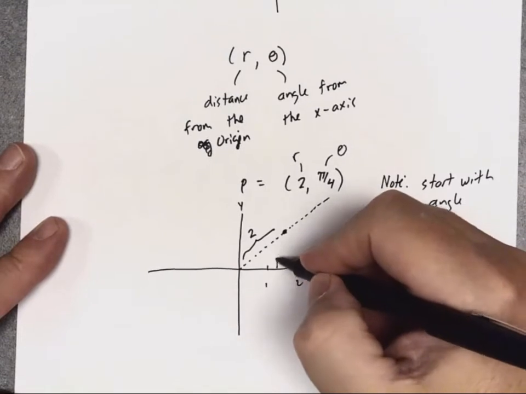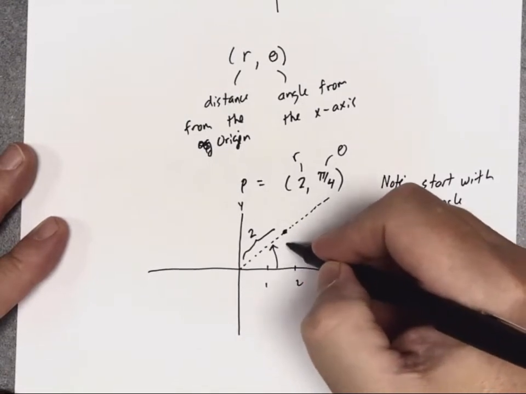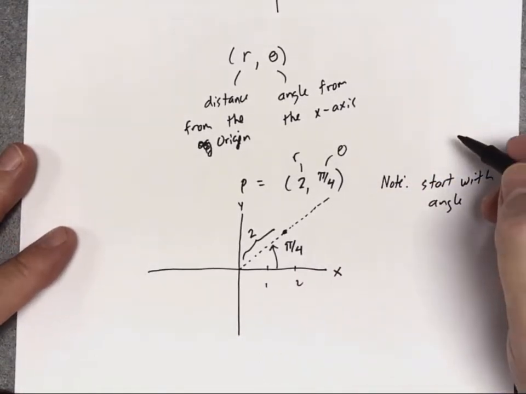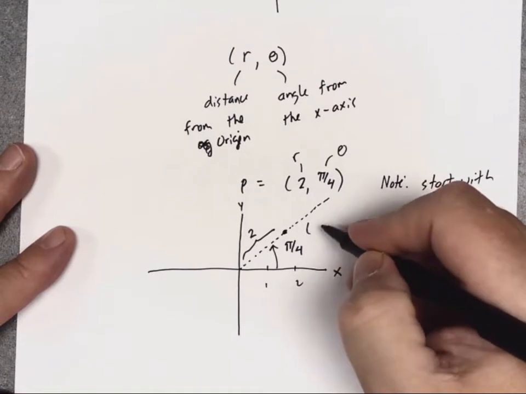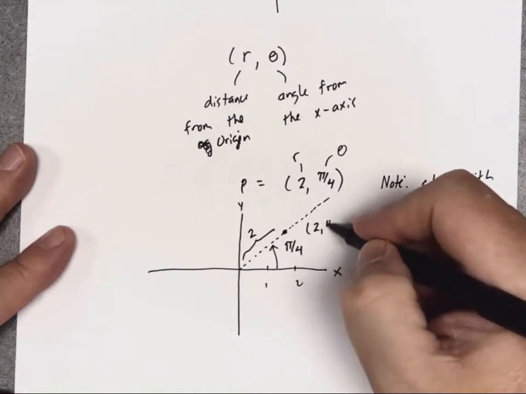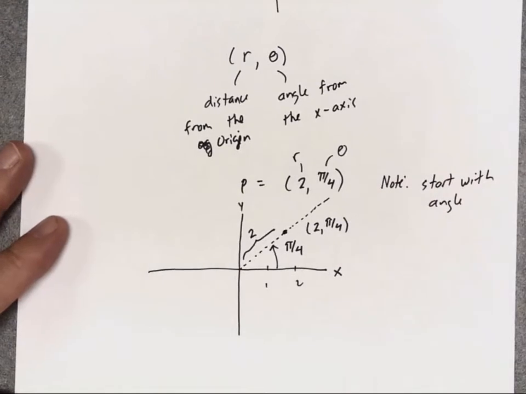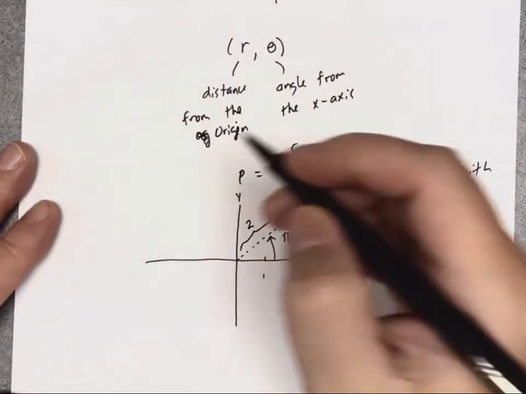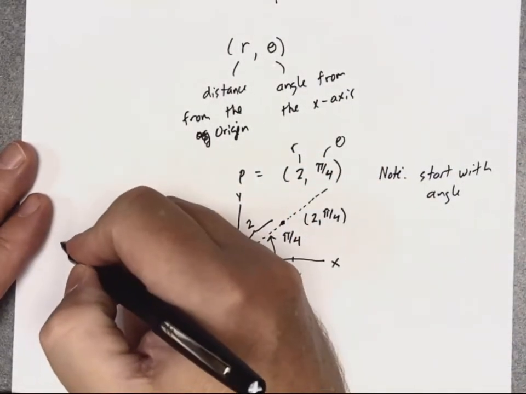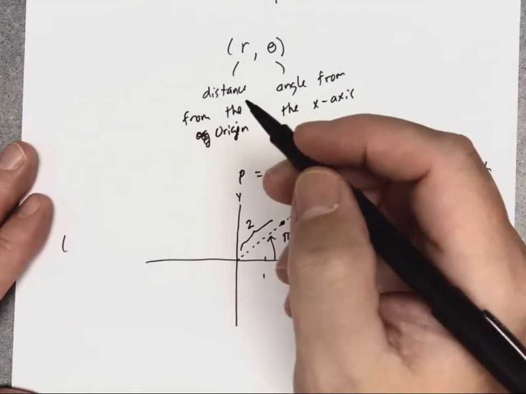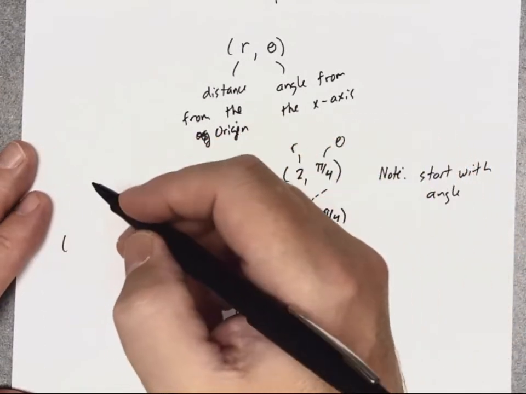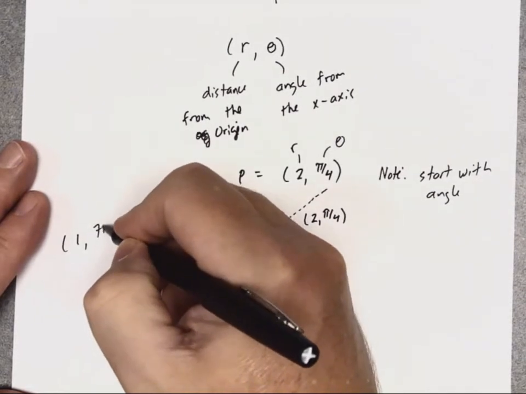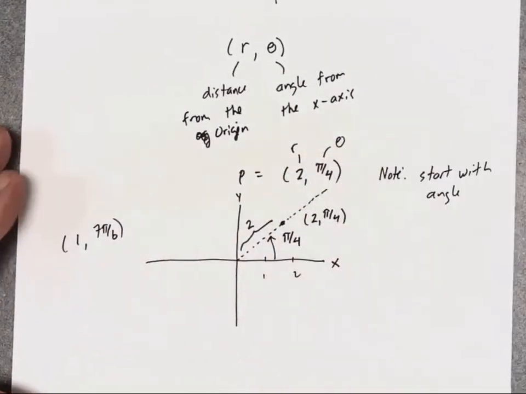So in other words, the angle is pi over 4. The distance is 2. So therefore, in polar coordinates, we call that point (2, pi over 4). What if I want to graph another point, and maybe I would call it (1, 7 pi over 6).